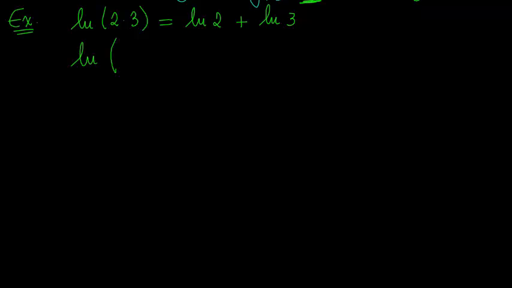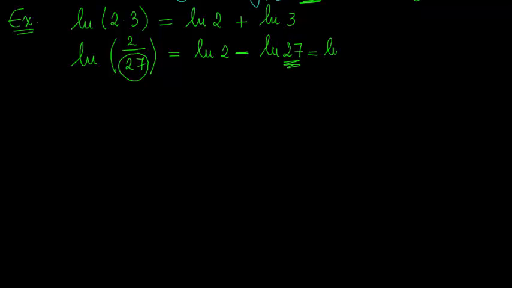Similarly, if we have, say, ln of 2 divided by 27, I can write this as ln of 2 minus ln of 27. We note that the 27 was in the denominator and therefore it's going to have a minus in front of it. And now if we try to simplify this further, maybe we can do something about that 27.